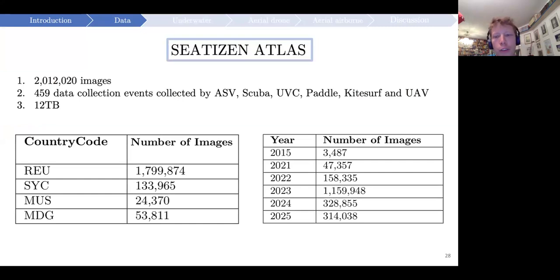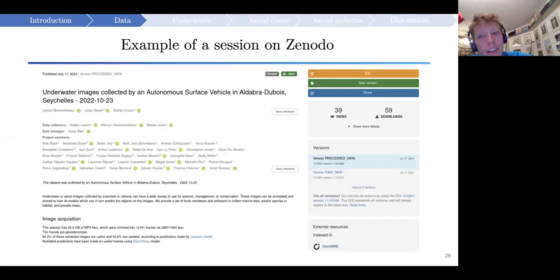So these are a few stats about the Citizen Atlas. We collected more than 2 million images, either by scuba diving, doing paddle, kite surf, thanks to a citizen science-based project, or using scientific platforms like autonomous surface vehicles or aerial drones. And these images have been collected all over the Indian Ocean during the last 10 years.